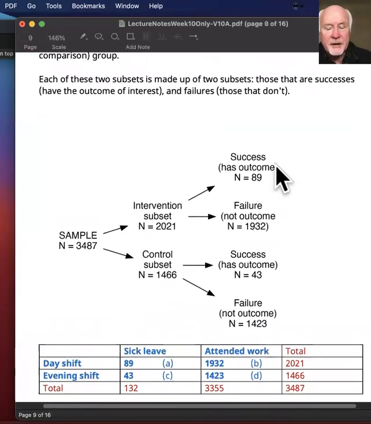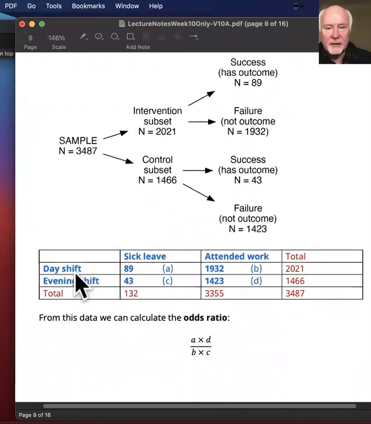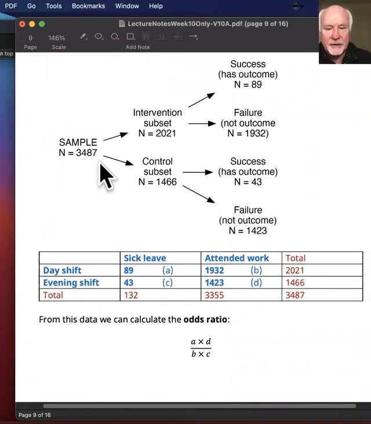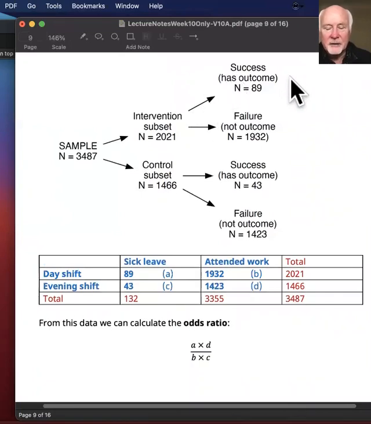Now, your data breaks down like this. In the case we've looked at, we've got a sample overall of 3,487, and they can be divided into two subsets. There's an intervention group, that's the day shift group, and there's the control or comparison subset, that's the evening shift workers. Then each of those can be further divided into success, which in our case just means the outcome we're interested in, which is missing a shift because you're sick, and failure, which is actually turning up to work because you're not sick. So that's the structure that leads to a 2 by 2 contingency table.